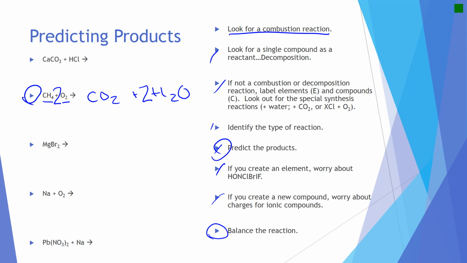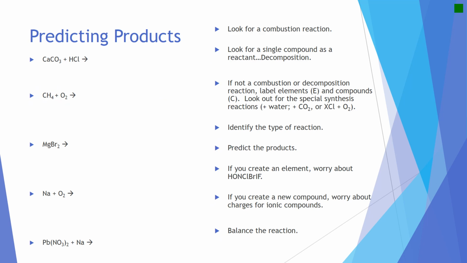All right, now let's try the next one. I've got my combustion reaction already checked out, so that's that guy. Now I'm going to look for a single compound as a reactant. So the first guy has 2 compounds. The second guy, oh, look at this, MgBr2. So this is going to be my decomposition reaction. If it is not, I'm going to label that element compound and so on. But it is. So now I'm going to identify the type of reaction.